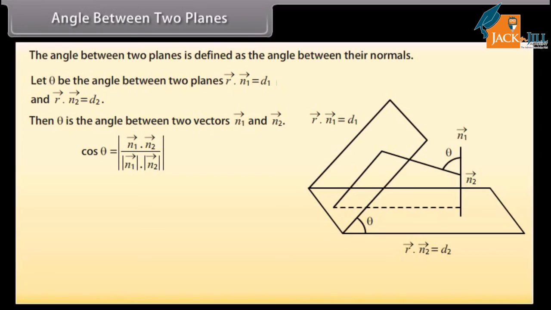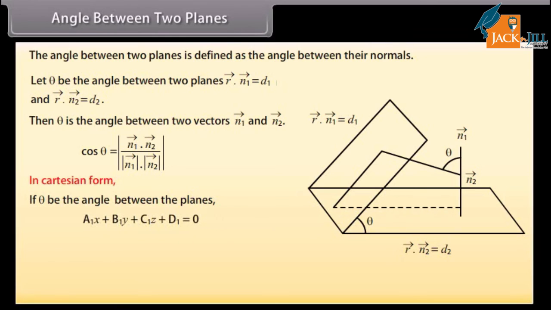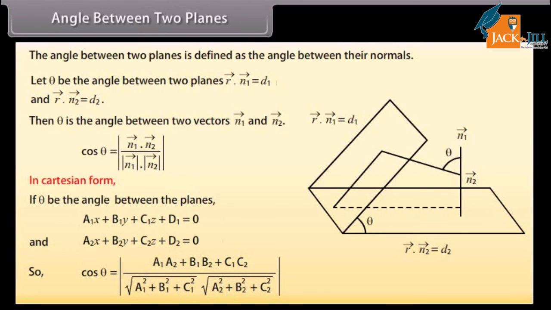In Cartesian form, if theta is the angle between two planes, a1x plus b1y plus c1z plus d1 equals 0 and a2x plus b2y plus c2z plus d2 equals 0, then cos theta equals modulus of a1 a2 plus b1 b2 plus c1 c2 divided by square root of a1 square plus b1 square plus c1 square into square root of a2 square plus b2 square plus c2 square.